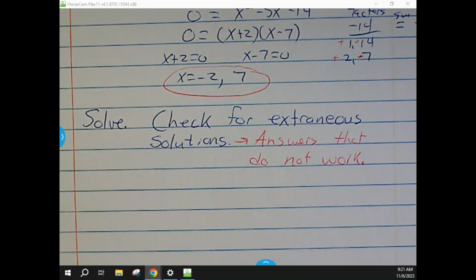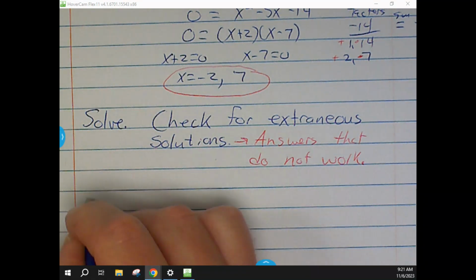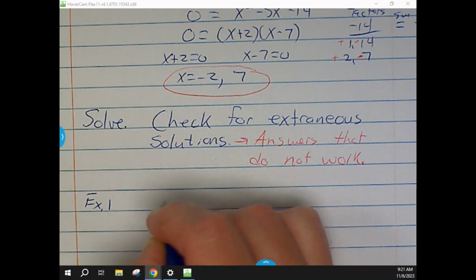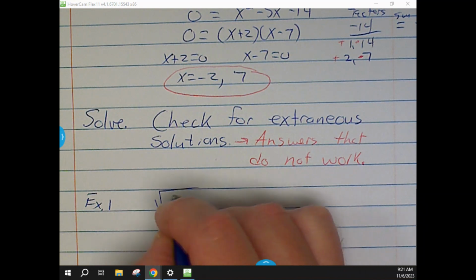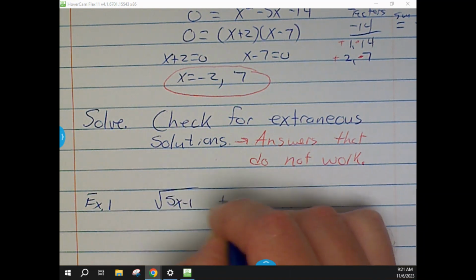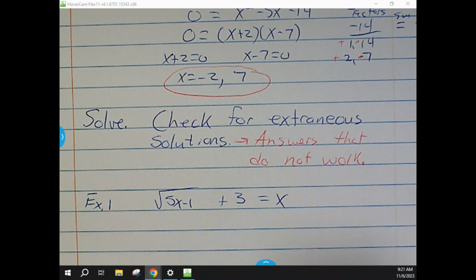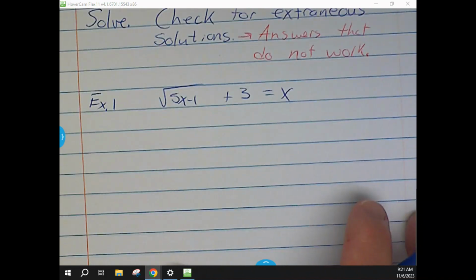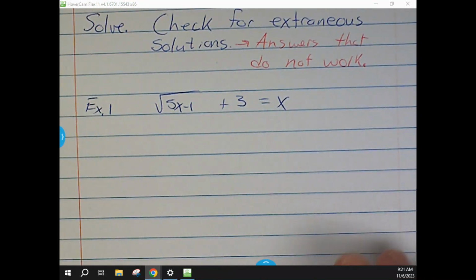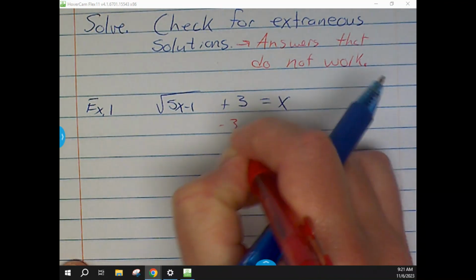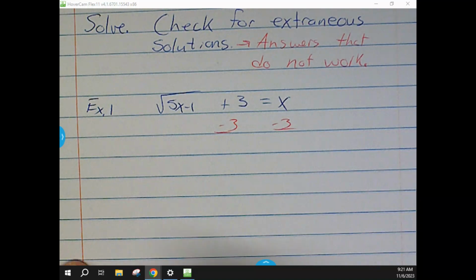All right, so now to set up what we're going to do for this one. We're still going to do our normal process on this one, and we're only going to have one example here. So we've got the square root of 5x minus 1 plus 3 equals x. We'll do like we were saying earlier: we still need the radical by itself, so we'll subtract 3 from both sides.